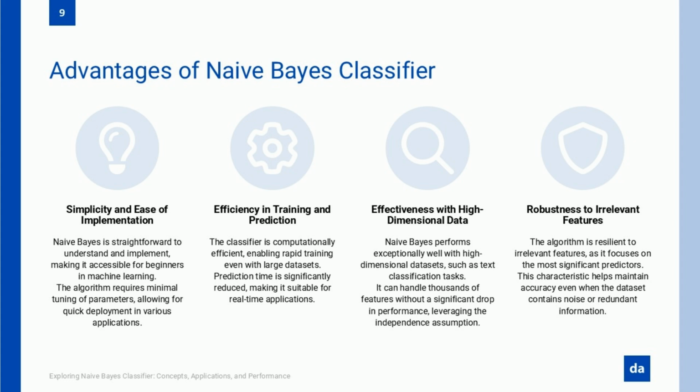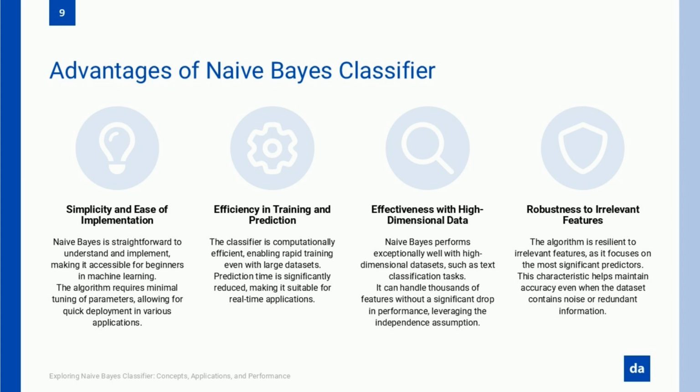Effectiveness with high-dimensional data is where naive Bayes truly shines. Think about text classification tasks, where each unique word in a document becomes a feature. This can result in datasets with thousands or even tens of thousands of features. Many algorithms struggle with this kind of complexity, but naive Bayes handles it effortlessly, leveraging its independence assumption to simplify computations without losing accuracy. Finally, robustness to irrelevant features gives naive Bayes an edge in noisy datasets.